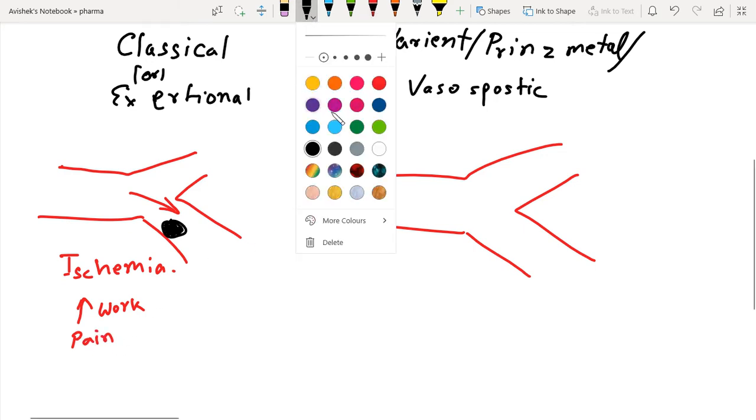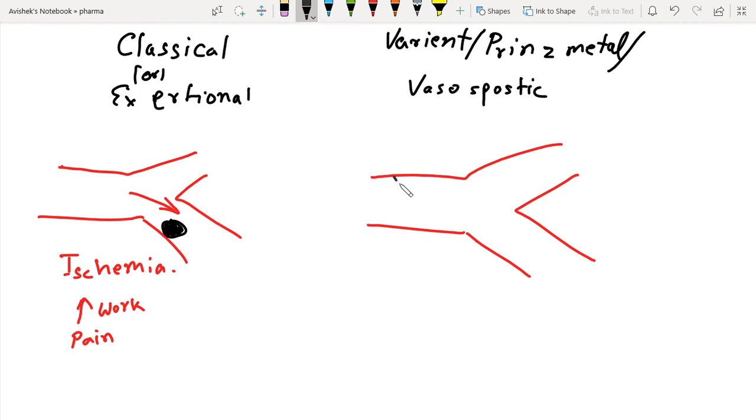On the other hand, in Prinzmetal, there will be narrowing. The arterial wall will narrow, so there won't be enough space to move the blood.